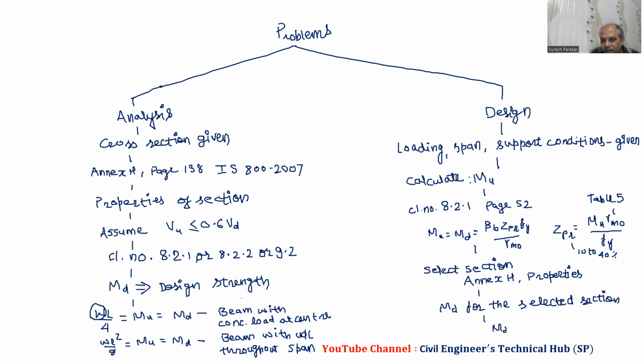This MD should be greater than or equal to MU. Means whatever we have done over here, we have to do this. Now we have the cross section, so properties we have taken. We have to check VU less than or equal to, or VU greater than or equal to, and accordingly we have to use clause number 8.2.1 or 8.2.2 or 9.2, and accordingly we have to find the MD value, and this MD value should be greater than or equal to MU. So likewise, we have to go for the problems.